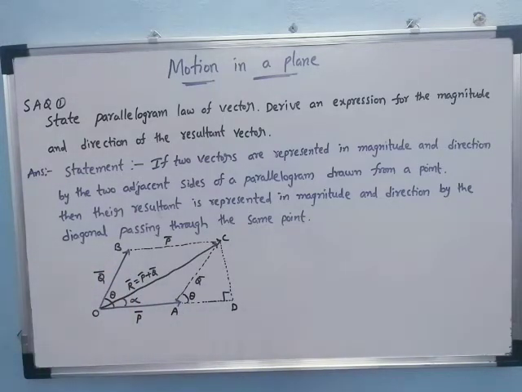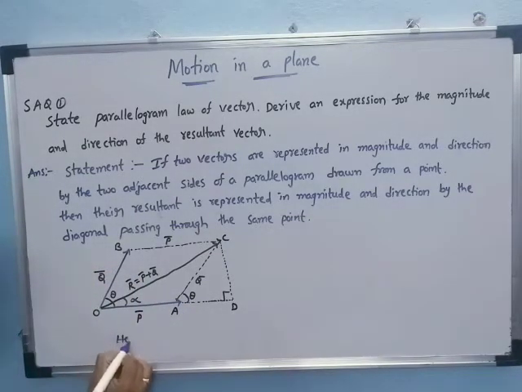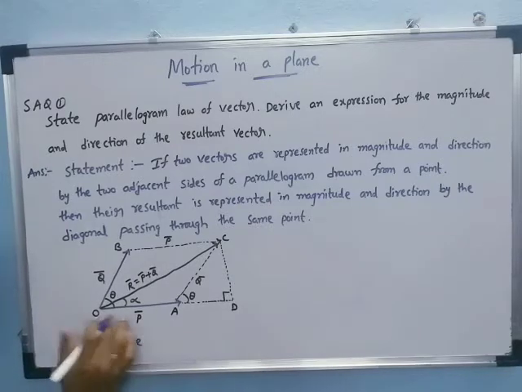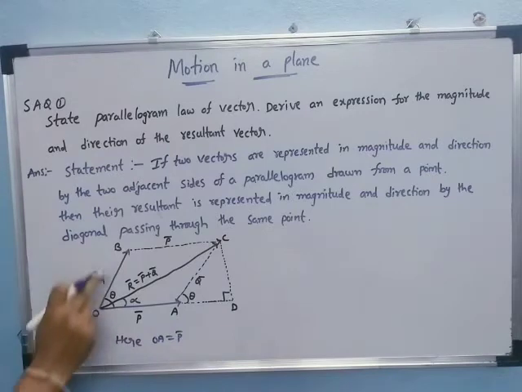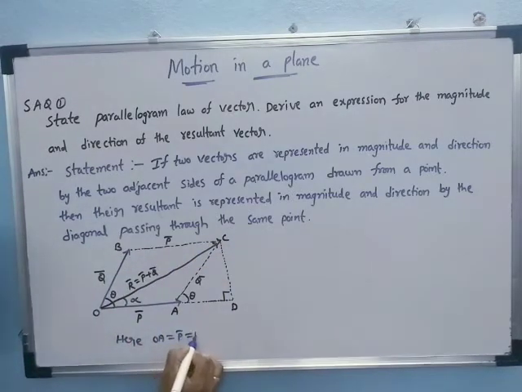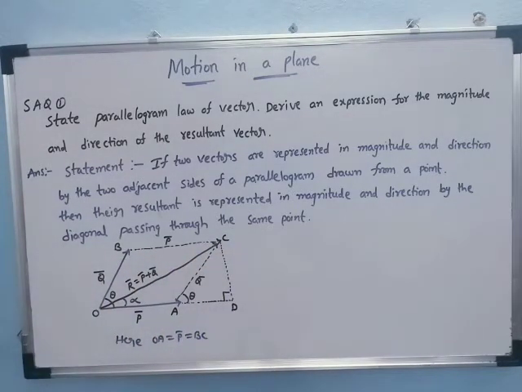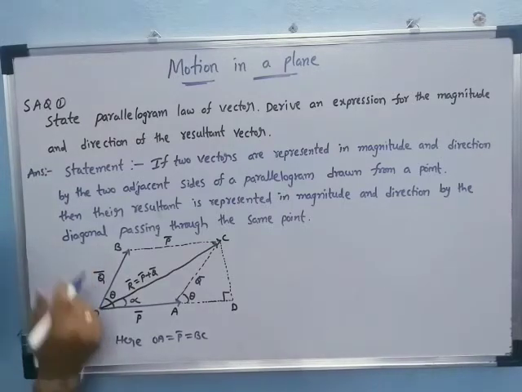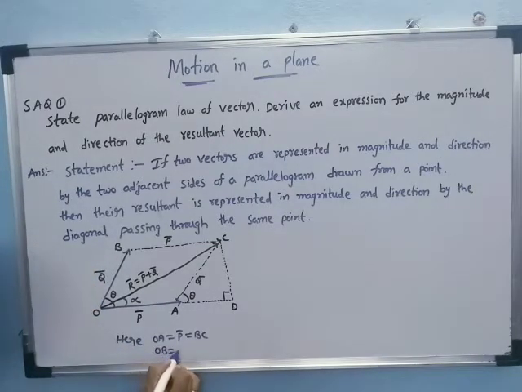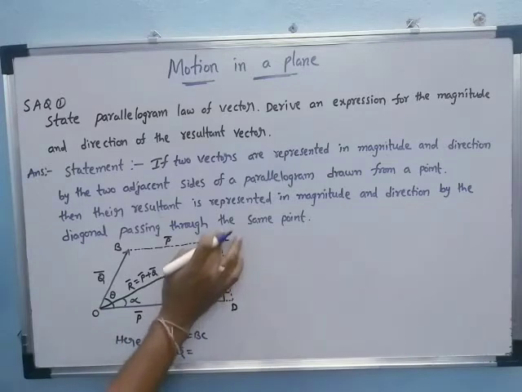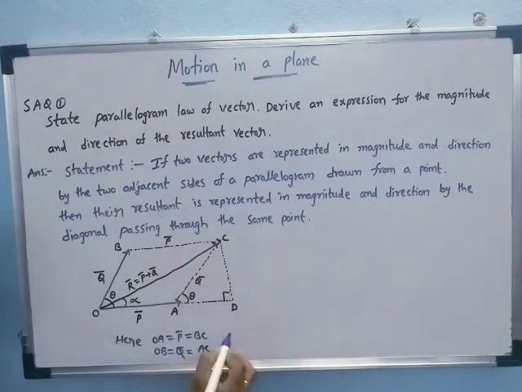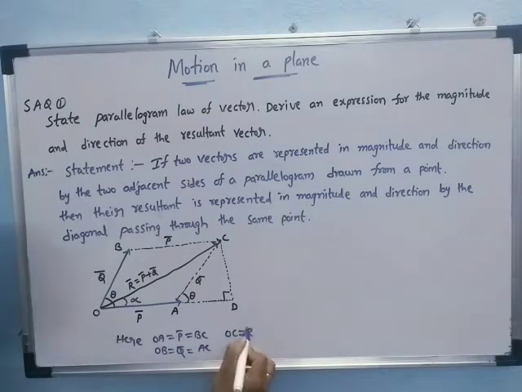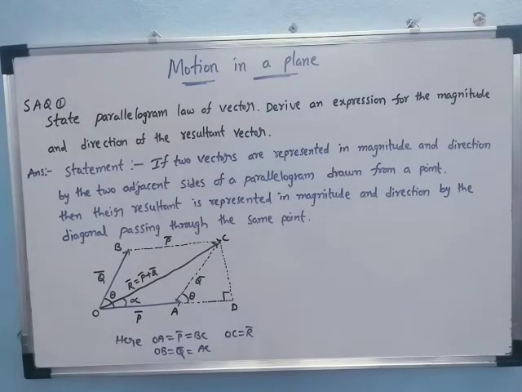Now observing here, O to A is equal to P bar, and that is also equal to B to C. Also O to B is equal to Q bar, which is also equal to A to C. And O to C is equal to the resultant vector R bar.